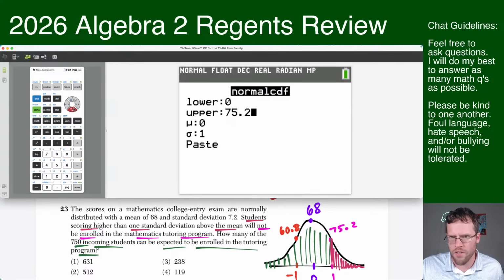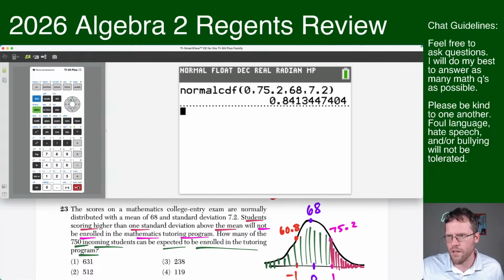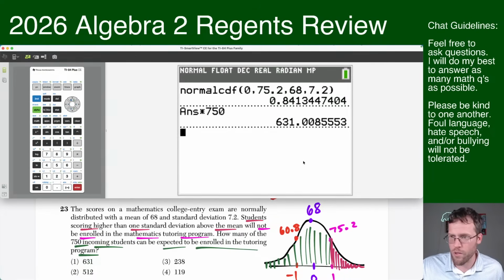And now we have to say here the average. The average is 68 and the standard deviation is 7.2. And then I just press enter the whole way. And this is the percent here, but this is the percent, oh, I'm sorry, the proportion. And I multiply that by 750 to see how many kids here can be expected to be enrolled. And it's going to be 631.